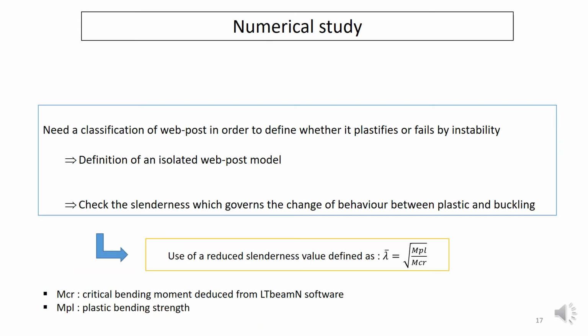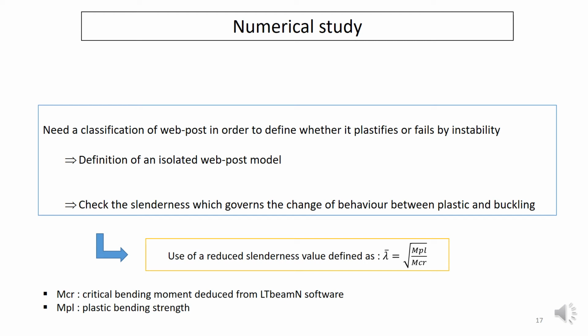As we can have either instability or plastification of the web post, it appears necessary to propose a kind of classification. So first I will present the model of isolated web post, which is used for a parametrical study. This study aims at finding the maximal reduced slenderness value that corresponds to plastic behavior.